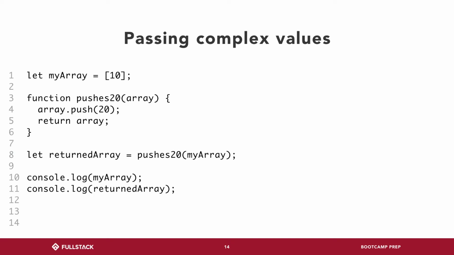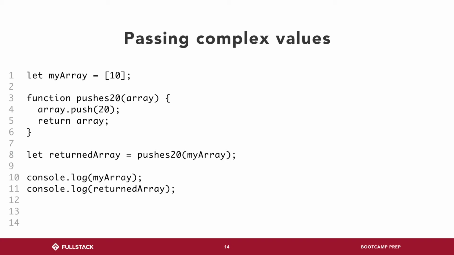On line 1, we've got my array. My array is an array with the number 10 as its only element. The function on line 3, pushes 20, takes an array, uses dot push to mutate that array, to change the value of that array, and then returns the array that it's been given. So on line 8, we have a variable called returned array, and we set it equal to pushes 20 taking my array.